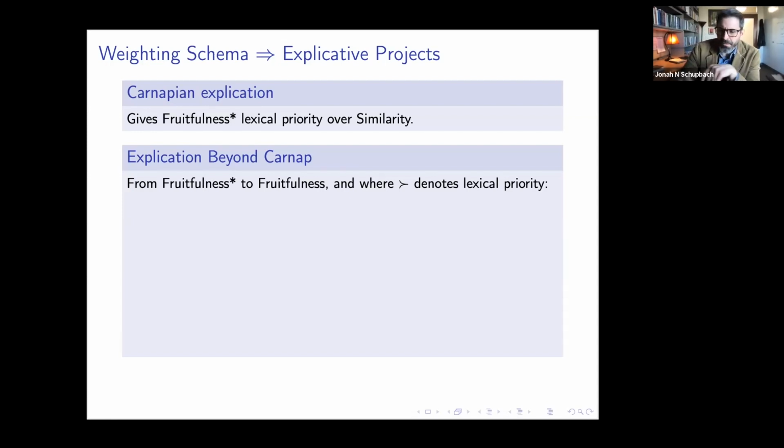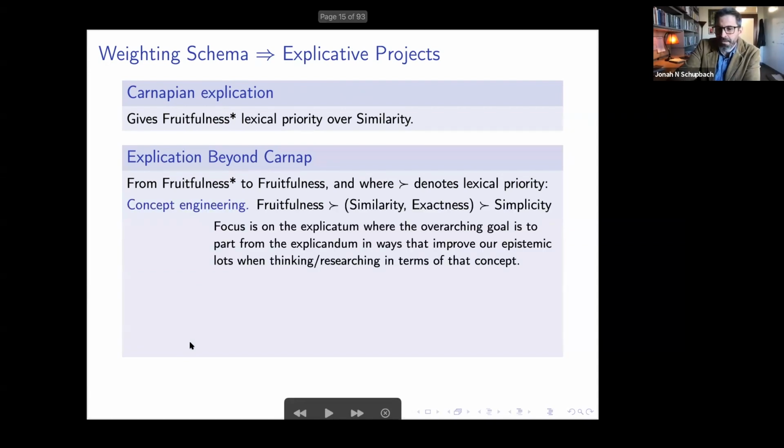And this goes to a comment I've made in a paper on this topic, where I suggested that there are at least two important explicative projects awaiting us, made possible by weighting these desiderata against one another in distinct ways. So first we have concept engineering, and here's how I think of concept engineering. I think of concept engineering as the explicative method where fruitfulness is given lexical priority over similarity and exactness.